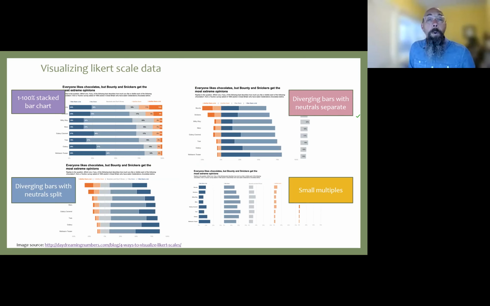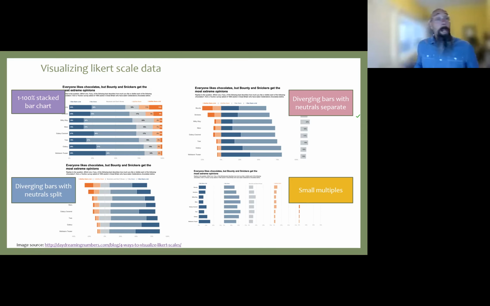Here are 4 ways of visualizing Likert scale data. All right, so this is actually from another blog, and the example is everyone likes chocolate, but Bounty and Snickers get the most extreme opinions. I don't even know what Bounty is. I don't know. You guys know what Bounty is? I know what Snickers are. I think I know what all of those are, except for Maltese Teasers. I don't know what that is either.